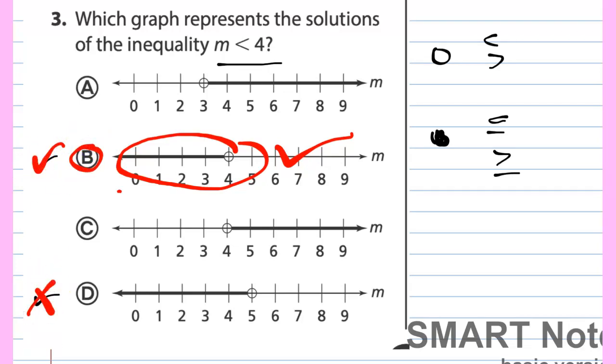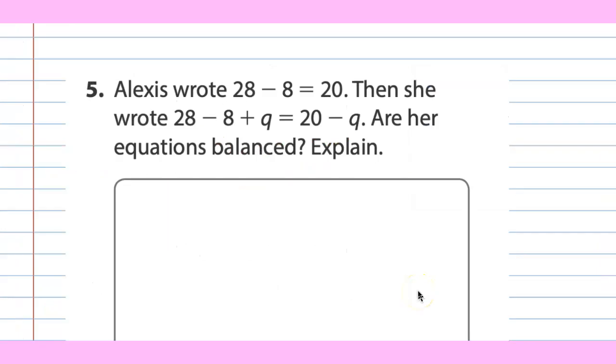All right, next question. For question number 5, we just have to see if Alexis wrote the equation correctly, or if she made a correct statement for both sides. We know that the equal sign means both sides should be the same. So Alexis wrote 28 minus 8 equals 20. If you double check, that is 20, and that's 20, so this is correct. But then she wrote 28 minus 8 plus q equals 20 minus q. Are the equations balanced? Yes or no?